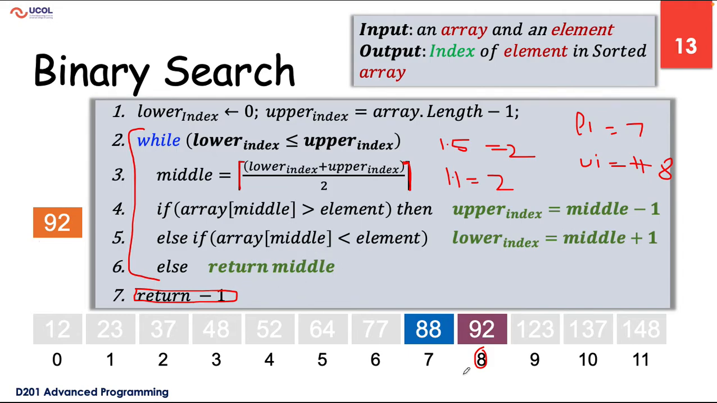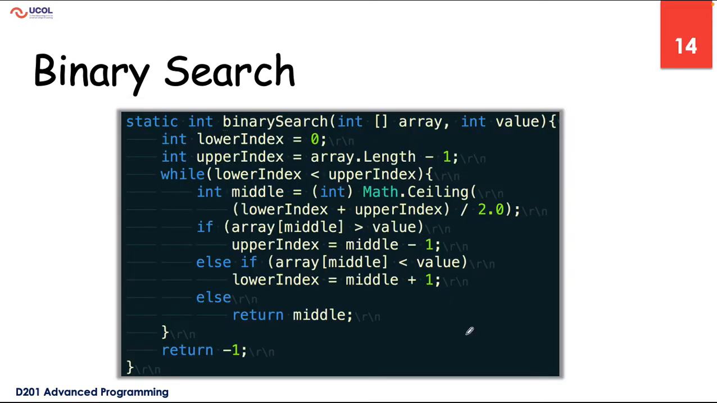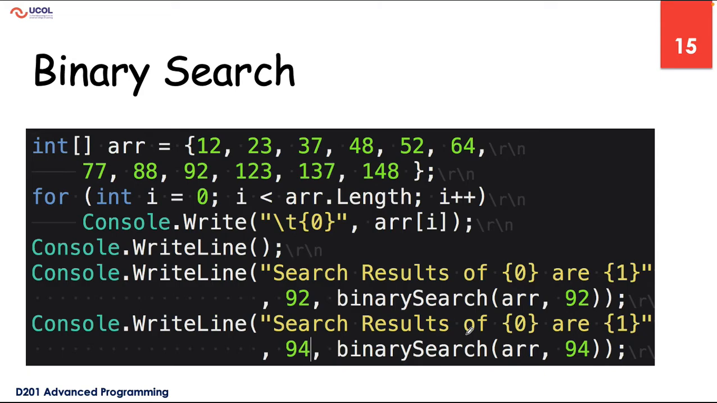Actually it is going to return the value 8, because we have found that specific value that we are looking for. So this is how it is working. Element found. So this is the implementation of the same algorithm in C#. We can run that, and we found it.